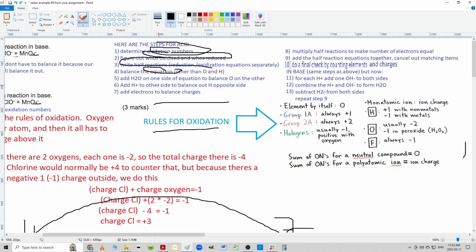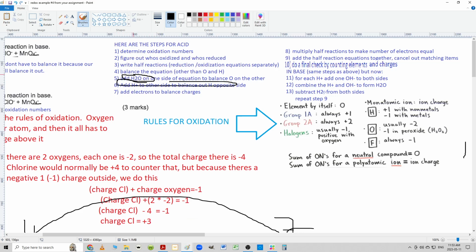For every O on one side of the equation, add an H2O to the other. And this is for both. You do it twice, once for the reduction formula, once for the oxidation formula. Add H plus to the other side of the H2O that you added to balance. You add 2 H pluses for each water because there's 2 H's. Then now you've added a bunch of plus charges, so now you have to add electrons to make sure the charges are balanced on the left and right side of the equation.